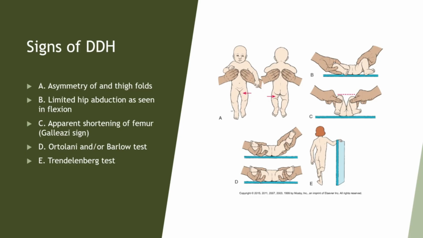I already went over, but just a reminder and some visuals of the different signs for developmental dysplasia of the hip. This is just showing you the asymmetry of the thigh folds, and B, the limited hip abduction as seen with flexion. And then you can see the apparent shortening of the femur in trying to demonstrate the Ortolani and Barlow test. And then last is the Trendelenburg test.